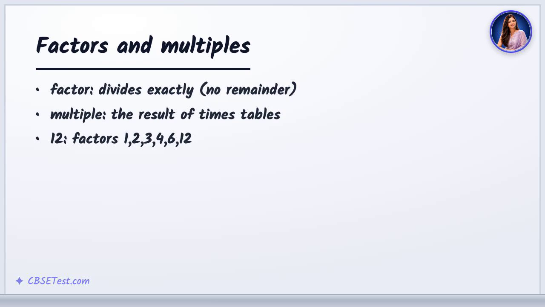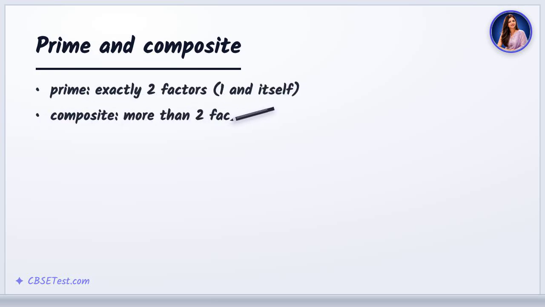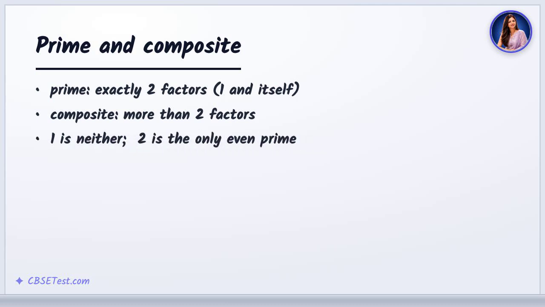12's factors are 1, 2, 3, 4, 6, and 12. A prime has exactly two factors, 1 and itself. A composite has more. 1 is neither prime nor composite, and 2 is the only even prime.